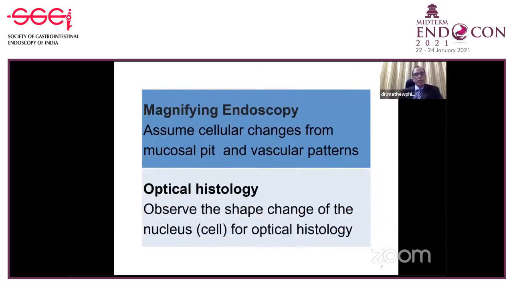So in magnifying endoscopy, you assume the diagnosis by cellular changes from the mucosal pit and vascular pattern. You say this is malignant by looking at the pit pattern as well as the vascular pattern. But in optical histology, you observe the shape and change of the nucleus as well as the cell.